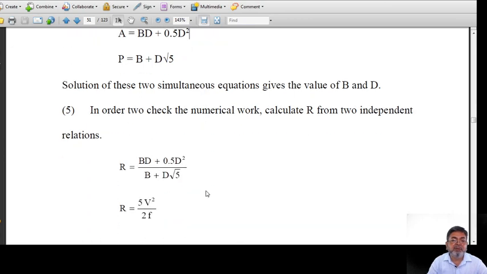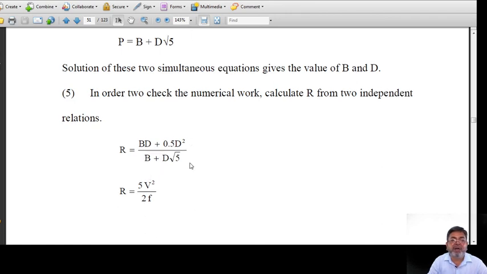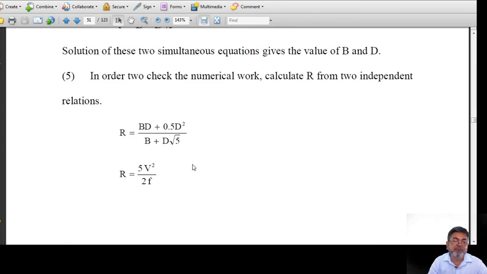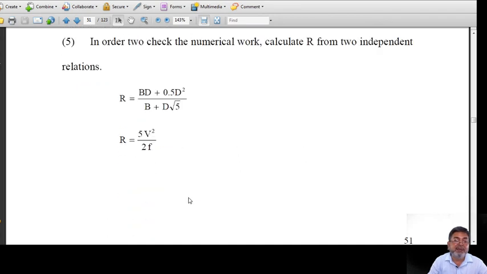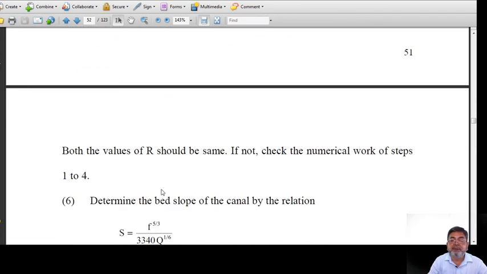Okay, now there is a check on your numerical work. You find out R, the hydraulic radius, from two independent relations: A upon P, and this relation, and these two values of R should come out to be the same. If they are not coming out to be the same, then you have to repeat all the calculations from step 1 to 4, and again check it. Understand? Now see, it is written here: both the values of R should be same. If not, check the numerical work of step 1 to 4.